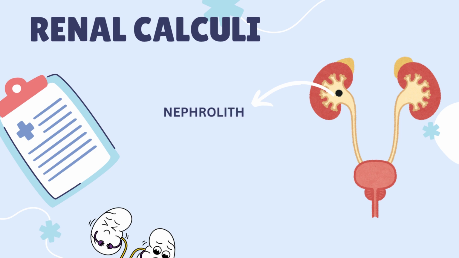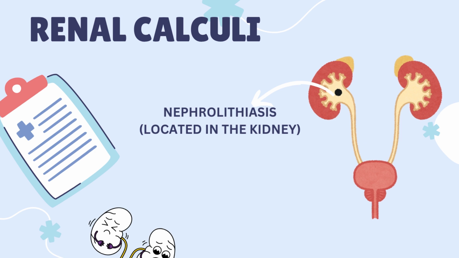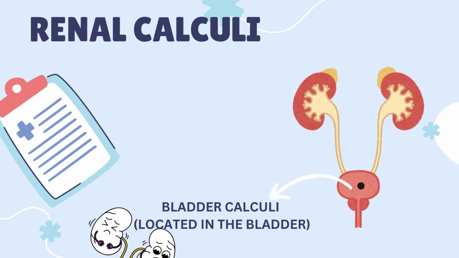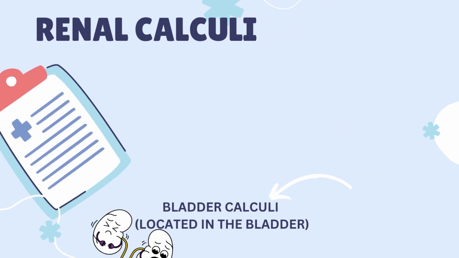There are different types of renal calculi. We have nephrolithiasis that is located in the kidneys, ureterolithiasis located in the ureters, and bladder calculi, as the name suggests, they are usually located in the bladder. The different types make us know that the calculi do not just form in the kidneys, but they can also pass down to the ureter all the way to the bladder.